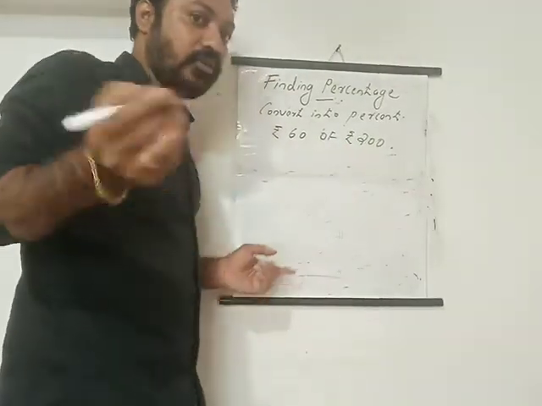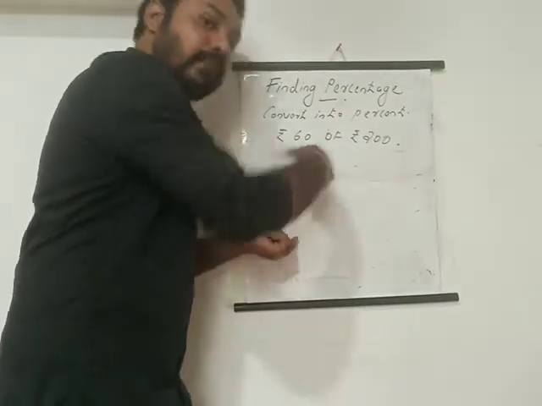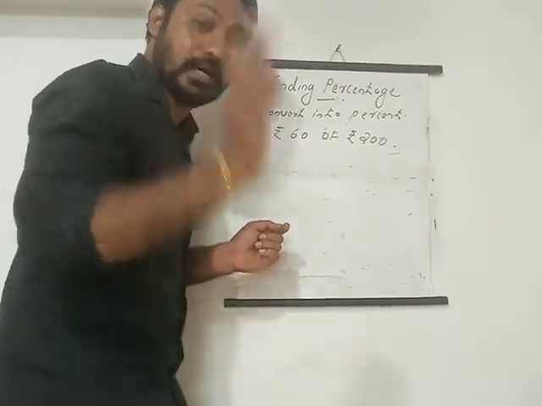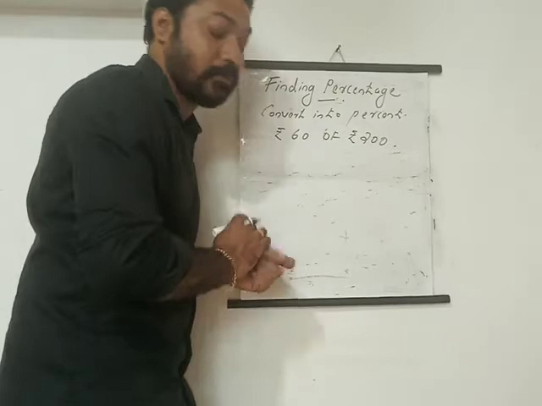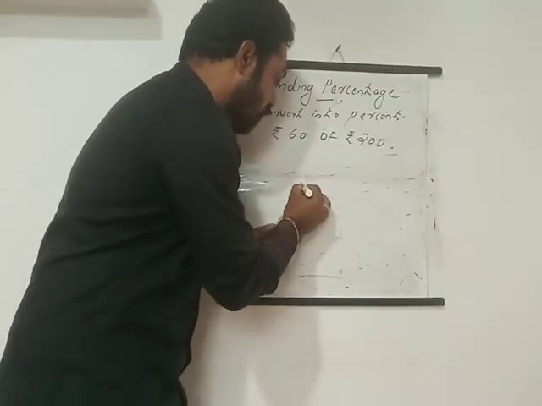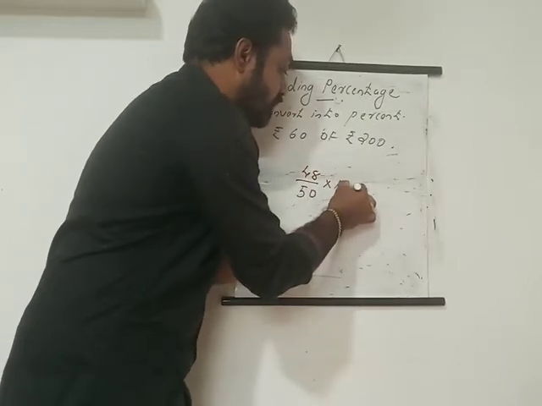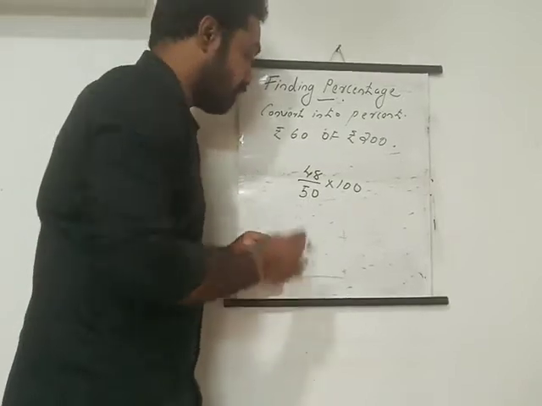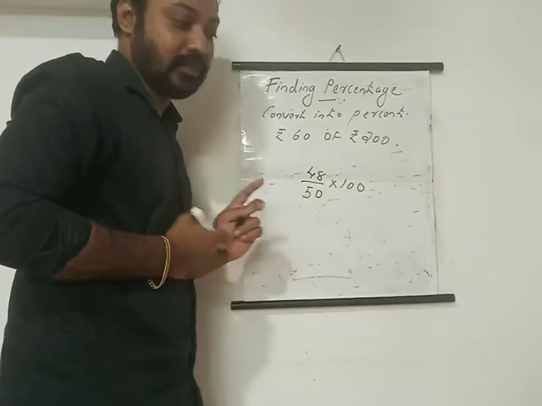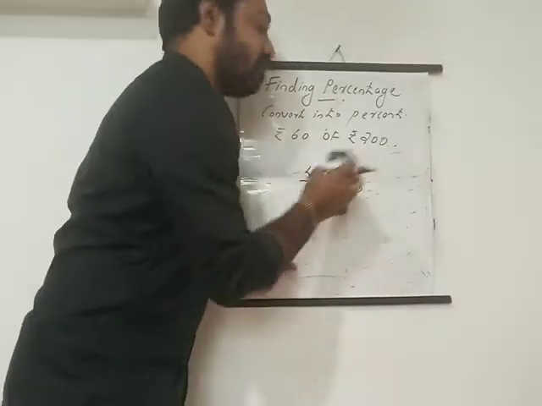We know how we find the percentage of our marks: the marks we got divided by the total marks, into 100. For example, you are attending an examination, and the exam is out of 50. You obtained 48 marks. To find the percentage, you do marks obtained divided by total marks into 100. The same way, here also we are finding it.